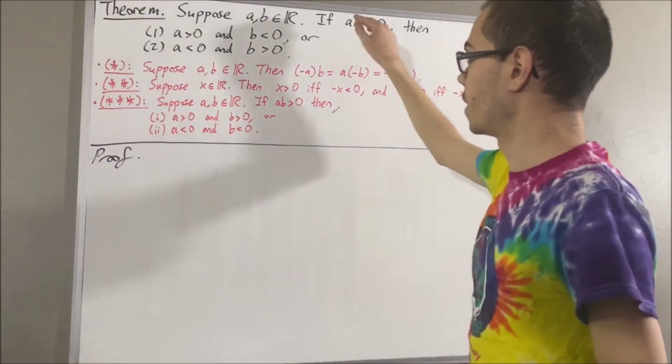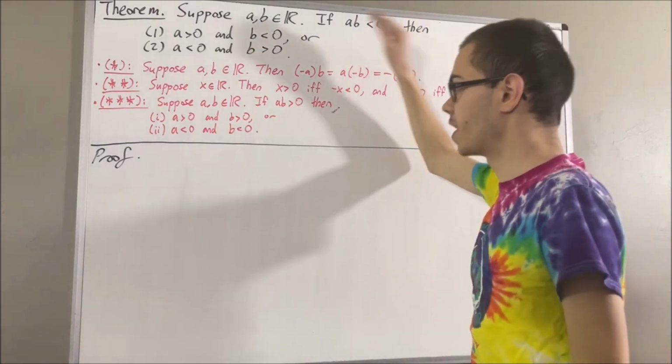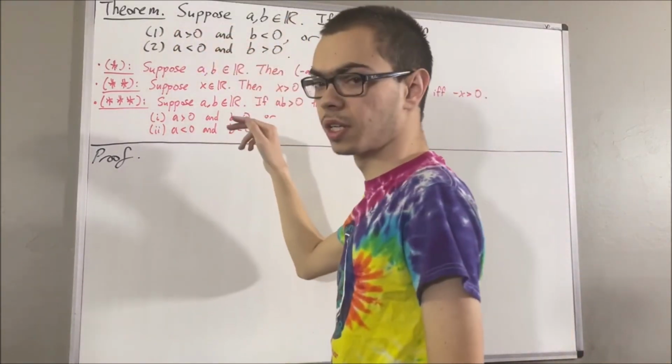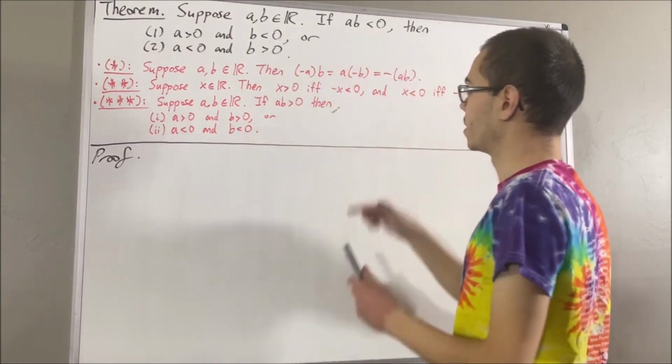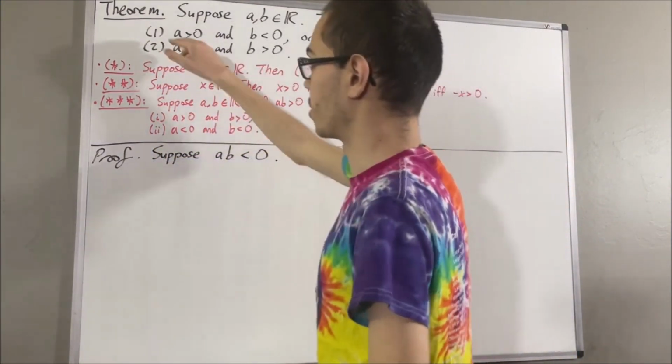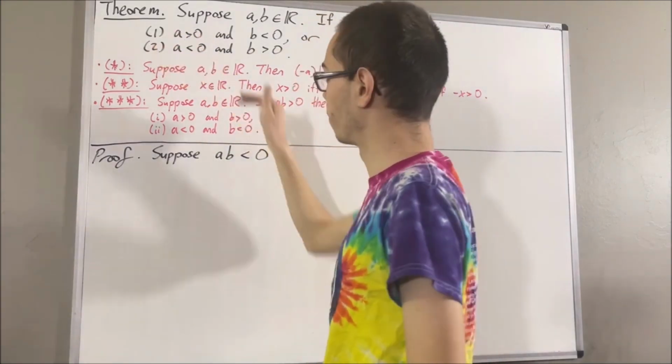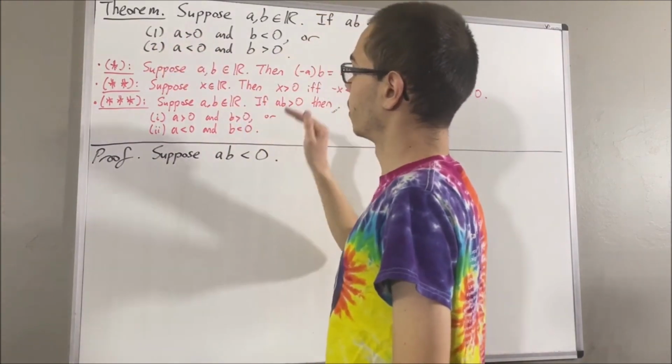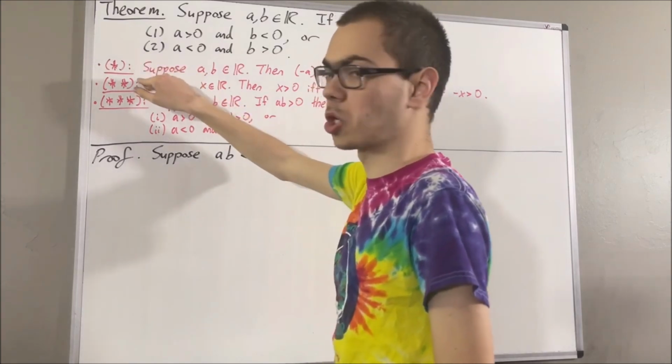Now we're trying to prove if ab is less than 0, then 1 or 2 holds. And to prove that, suppose ab is less than 0. From here, the whole goal is to show that 1 or 2 holds. Now, applying star and star star.